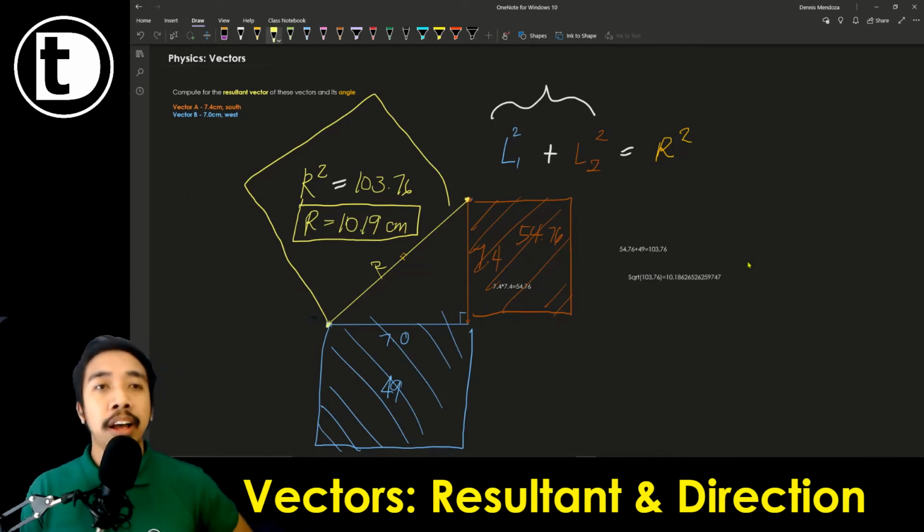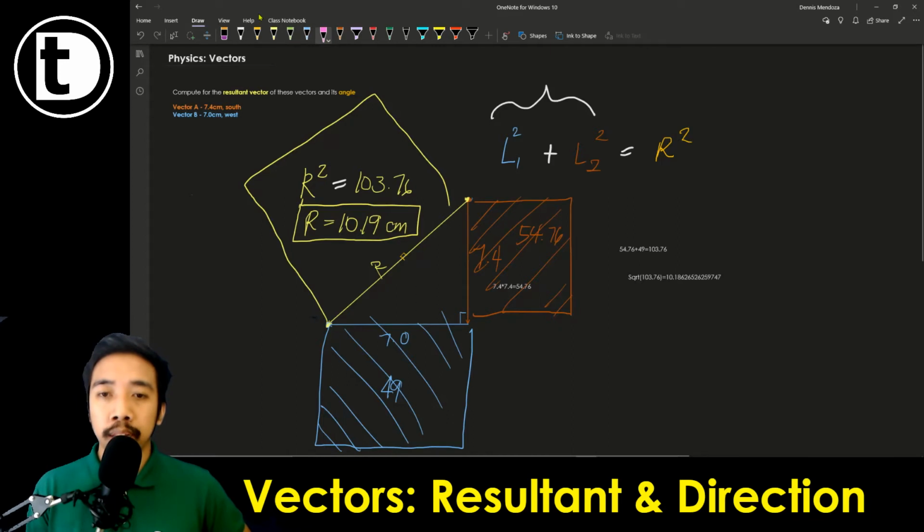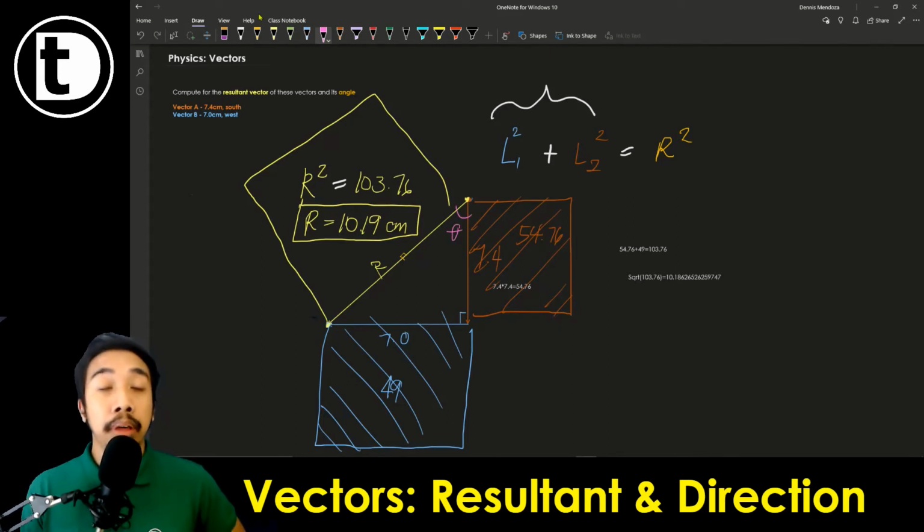Okay, so let's have for example, I want to find the theta here. Okay, so my opposite then will be this blue. This is the opposite, which is 7.0.